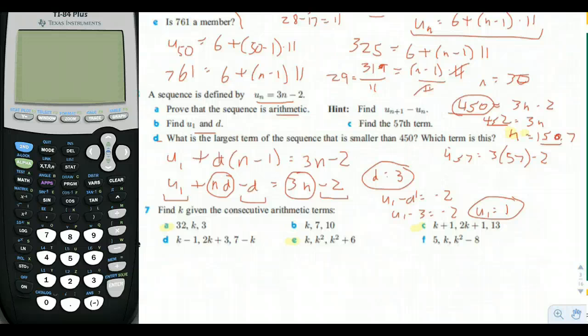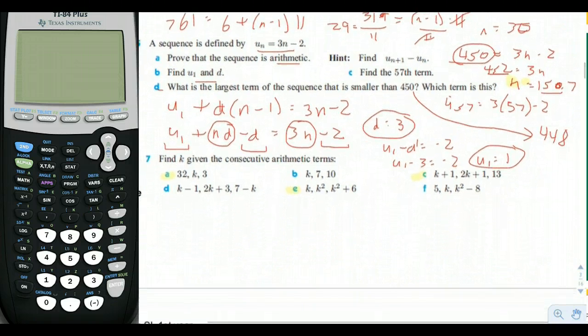Okay, so how do you find the number that's immediately preceding 450? You would just take n equals 150, multiply times 3, and then subtract 2, and that would give you the number 448. So the answer to this would be 448.